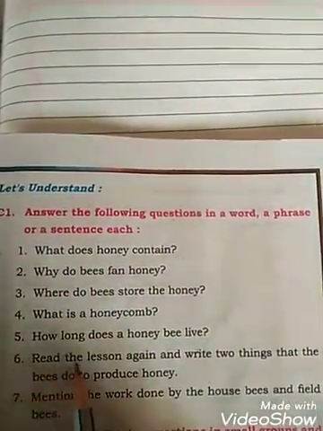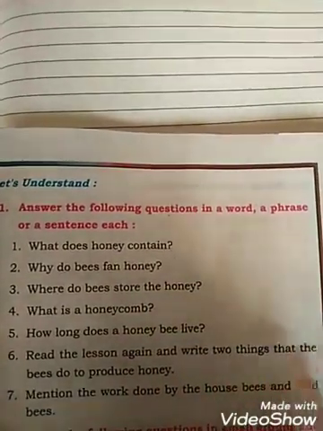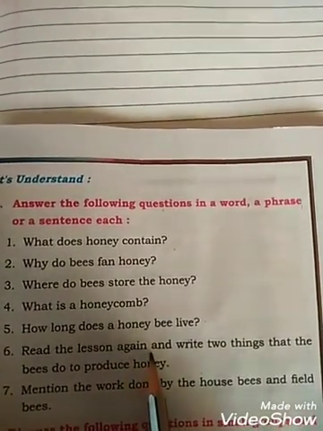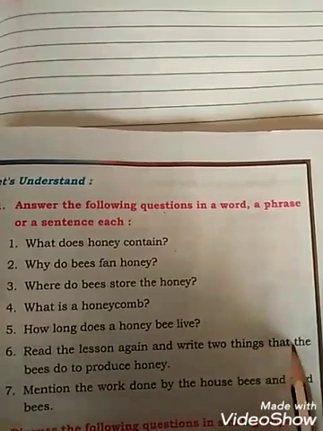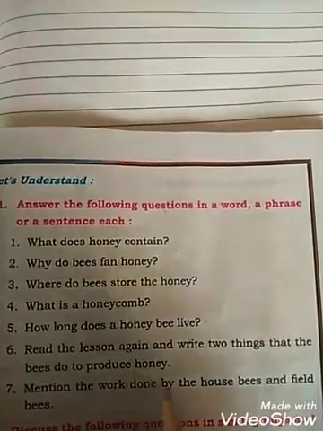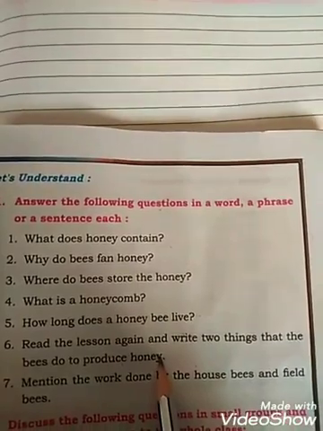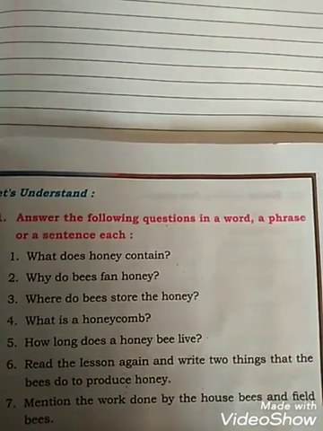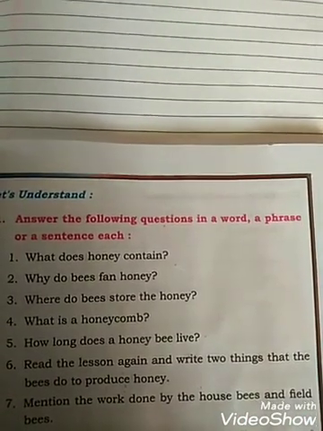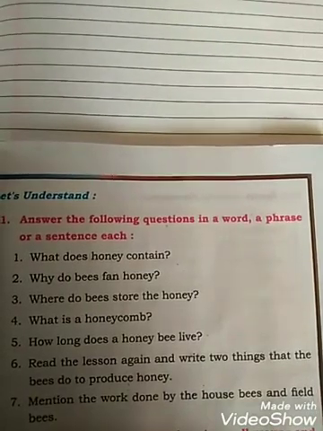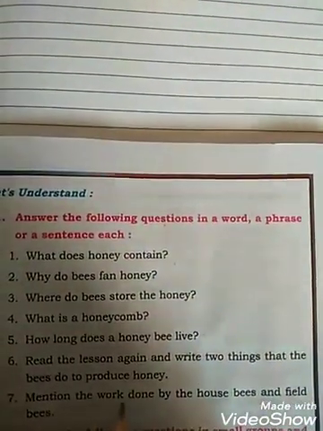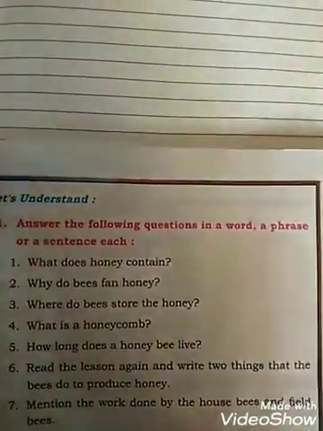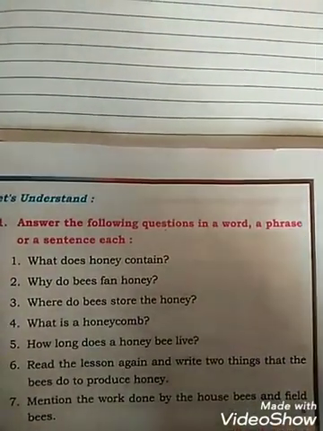Next question is the sixth one. Read the lesson again and write two things that the bees do to produce honey. So what are the two things? First thing is bees need nectar, and the second thing is the nectar mixes with proteins and enzymes produced by the bees. Mention the work done by the house bees and field bees. You have to mention what is the work of house bees and the field bees.